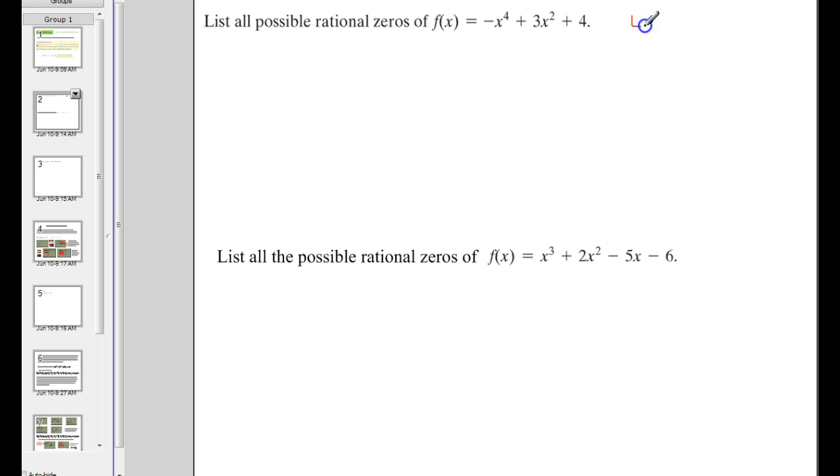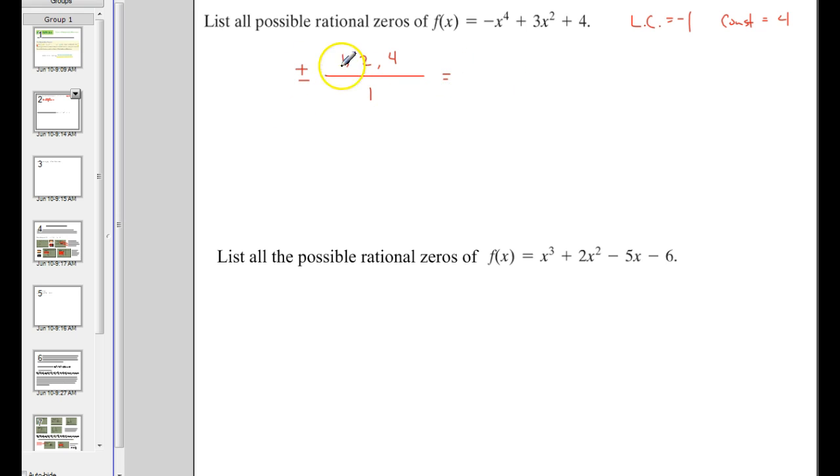So the leading coefficient here is equal to -1, the number in front of x to the 4th. The constant is equal to 4. So the possible zeros are plus and minus the factors of the constant divided by plus and minus the factors of the leading coefficient. What I do here is I just list them. The factors of the constant 4 are 1, 2, and 4. And the factors of the leading coefficient is a 1. Now it could be a 1 and a -1, but we don't have to list the signs because we have the plus and minus here.